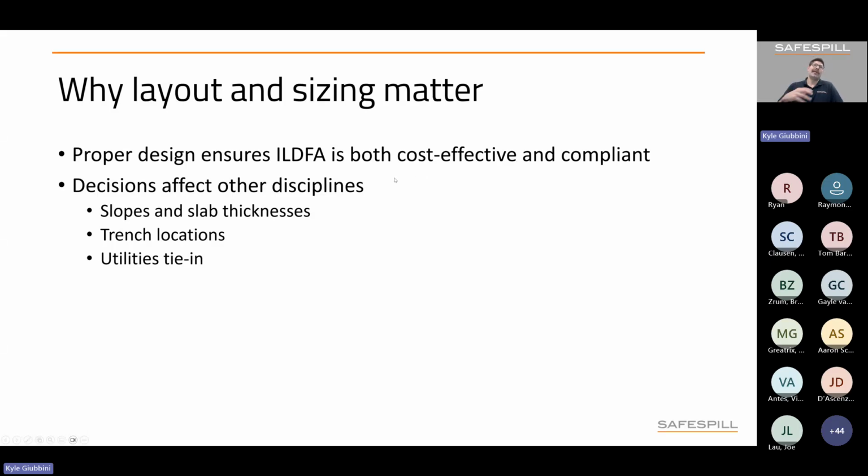It's also important to nail down layout and sizing really early in the design process because decisions on layout and sizing can have effects on other disciplines outside of just the fire protection space. So depending on the layout and sizing that's used, certain things like slopes and slab thicknesses for the hangar will be affected. The locations of trenches can have a big impact on structural and civil concern sides of things. And then for contractors who are actually installing the system, having a full scope of where utilities are going to be tied into the flooring, so where plumbing and electrical are going to be connected, is really important for success on the project.